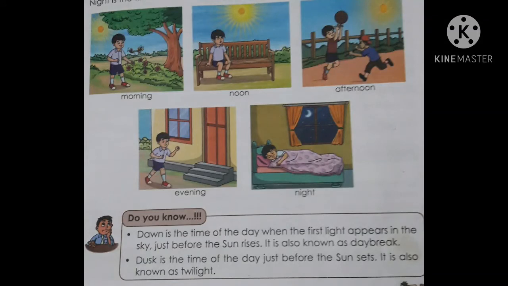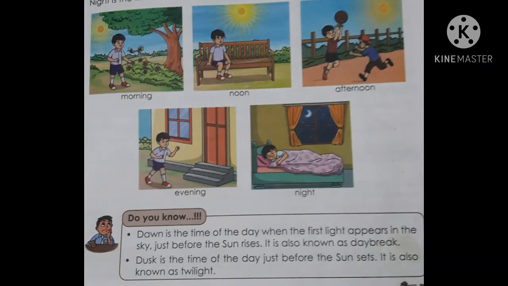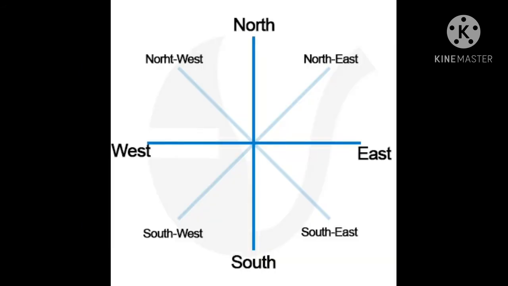In this picture we can see the sun rises in the east direction. First we see morning, then we come to noon, then afternoon, then evening, then finally we go to sleep at night. So in this picture you can see first you wake up in the morning, then noon, afternoon, evening and night. In this direction you can see north, south, northeast, southeast, southwest and northwest.